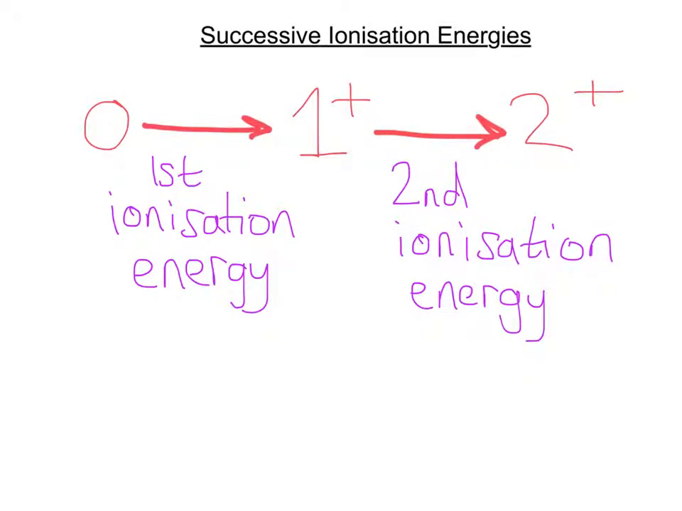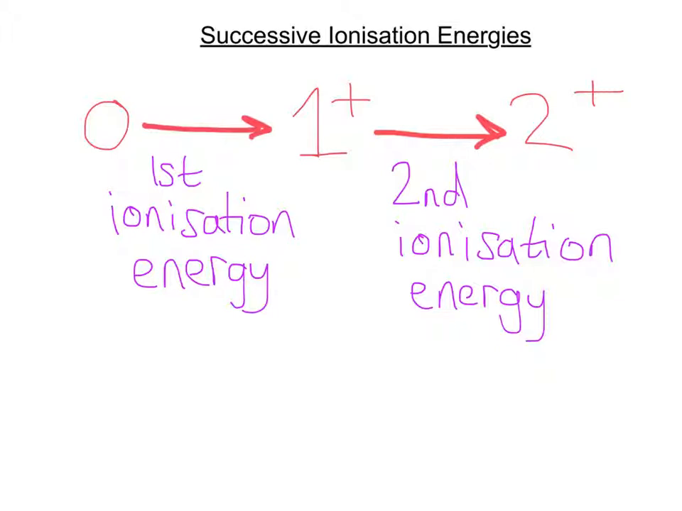Successive ionisation energies are a measure of the energy required to remove each electron in turn. For example, the second ionisation energy of an element is the energy required to remove 1 electron from each ion in 1 mole of gaseous 1+ ions to form 1 mole of gaseous 2+ ions. So it doesn't jump straight from 0 to 2+. It goes in turn, so 1+, 2+, 3+, etc. An element has as many ionisation energies as it has electrons. So for example, lithium has 3 electrons and 3 successive ionisation energies.